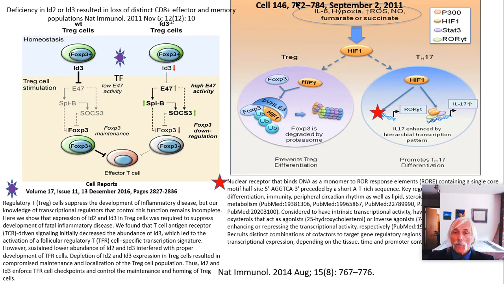Okay, here's a paper published in Cell way back in 2011, talking about now transcription factor interleukin 6, hypoxia, reduction in molecular oxygen, increase in reactive oxygen, increase in nitric oxide, fumarate or succinate. Those are what? Tricarboxylic acid intermediates, right? Krebs cycle intermediates. Oh my gosh, how's that work?